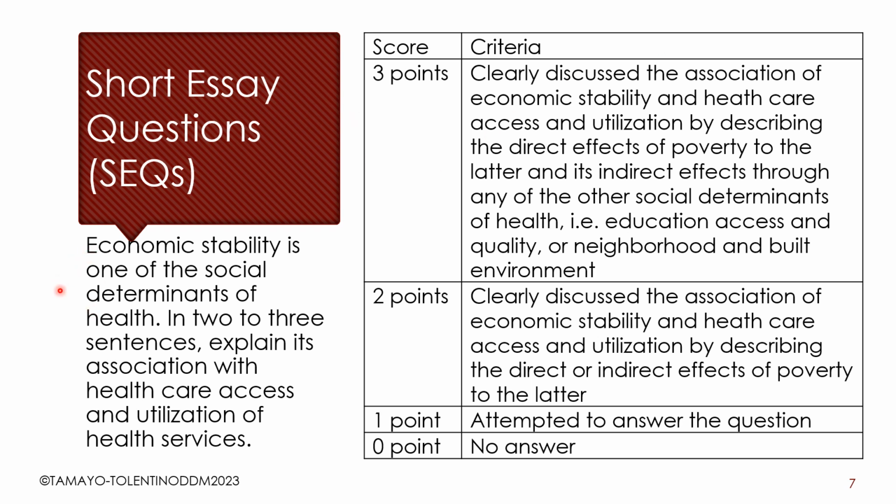The stimulus is economic stability is one of the social determinants of health. In 2 to 3 sentences, explain its association with healthcare access and utilization of health services. Since this is a short essay question, the response format is constructed response. And then the assessment of the response can be performed by an examiner based on an agreed structured marking scheme like this one.